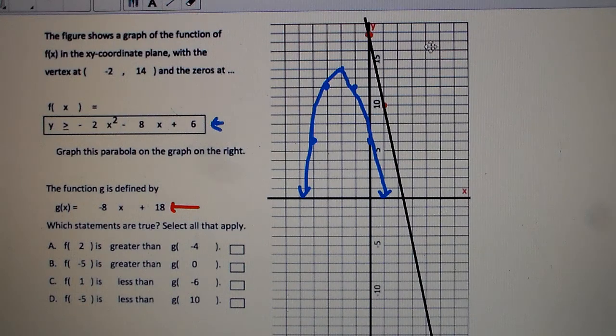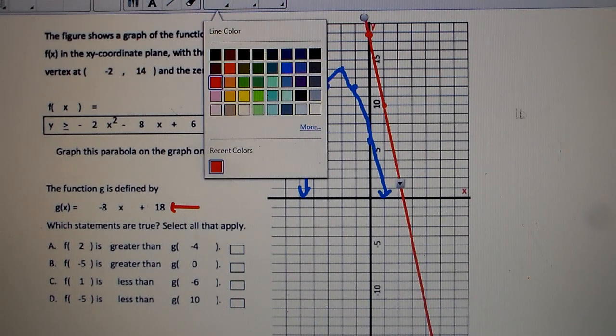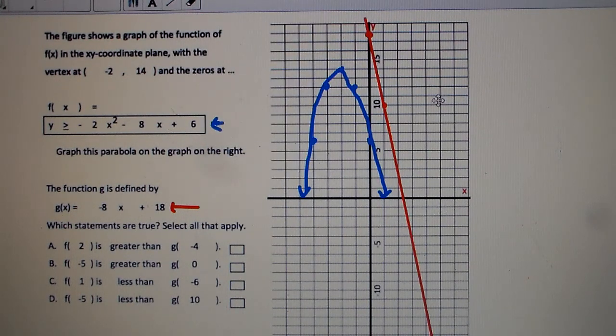It's always good that you just graph everything on a separate piece of graph paper. Make it all work out. So this is my red line. Alright, obviously it's not perfect. I'm not expecting perfection out of you guys either. Now, once we have those two graphed, we have to now compare the coordinates. That's what options A, B, C, and D are. We're going to check all that apply, so which statements are true.